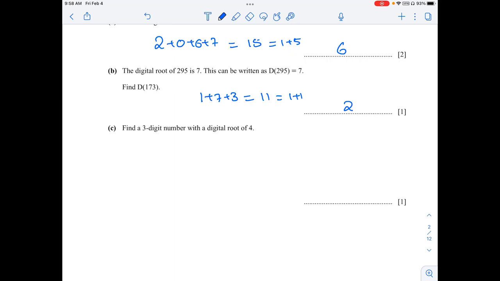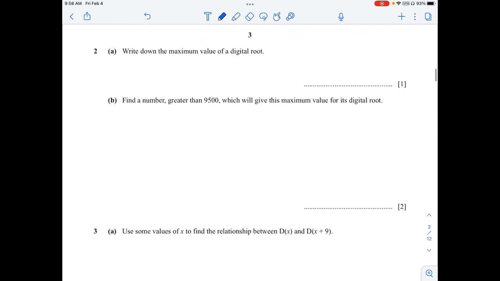Find a 3-digit number with a digital root 4. So maybe 103. You can add 1 plus 0 plus 3, which is equal to 4. So the answer is 103 or any other number of your choice. Write down the maximum value of a digital root of a number. So the maximum value should be 9 because once it goes to 10, again it becomes 1. So 9 is going to be the maximum value.